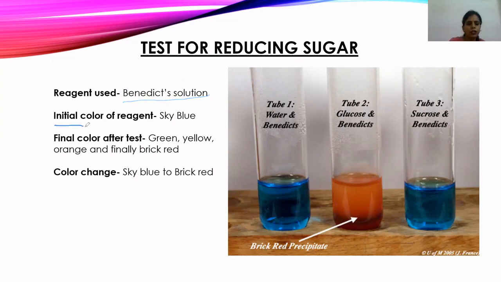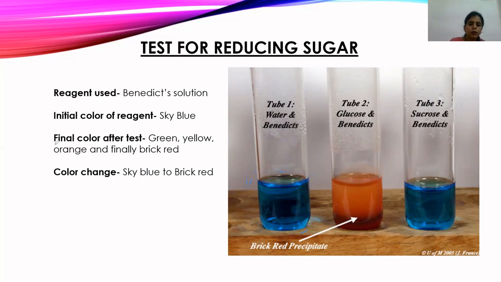Very important. The initial color of this reagent is sky blue. So for all these tests, you have to remember the chemical reagent's name, plus the initial color, and after performing the test, the final color, and then the color change. So the reagent used for testing reducing sugar is Benedict solution. The initial color of the reagent is sky blue. You can see here in the picture, this one is sky blue color. This is actually a Benedict solution.